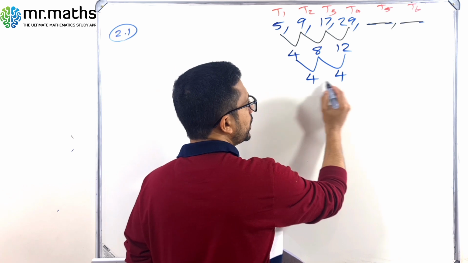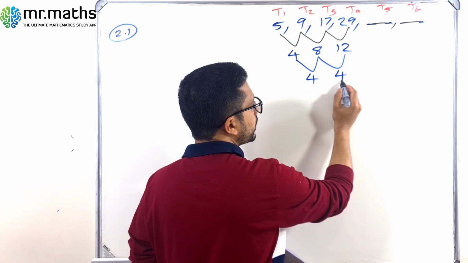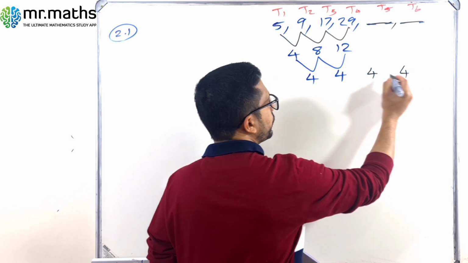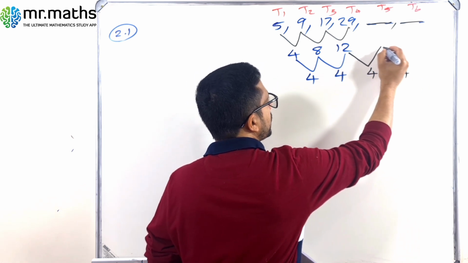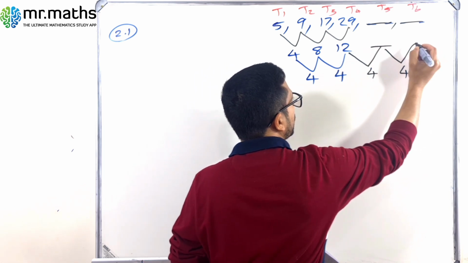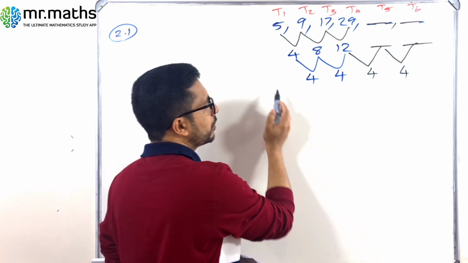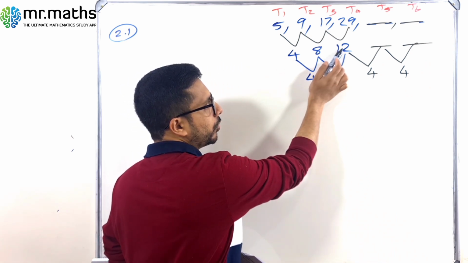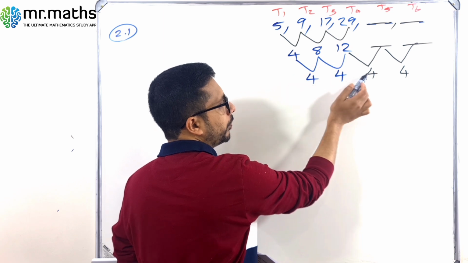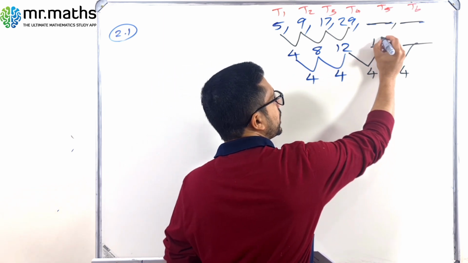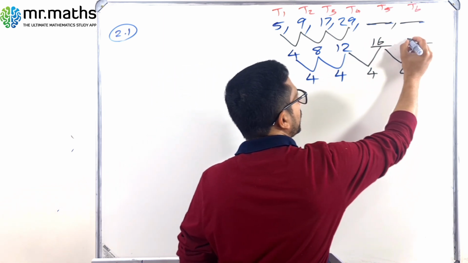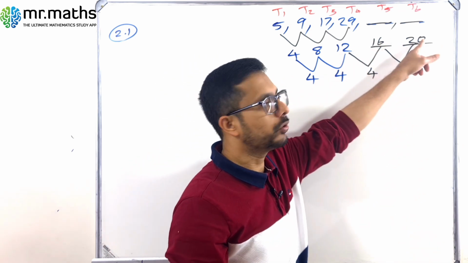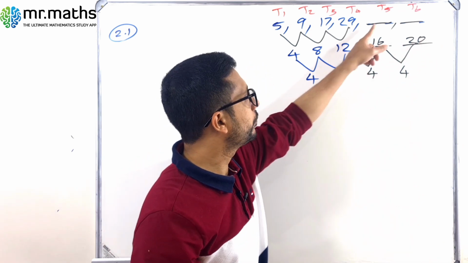Now, if it is a quadratic pattern, the second differences are the same. So here it is 4, here also it is 4. How can I find these numbers? Look at this. 4 plus 4 is 8. 8 plus 4 is 12. So what is this number? 12 plus 4, that is 16. 16 plus 4, that is 20. So the numbers are 16 and 20 here.